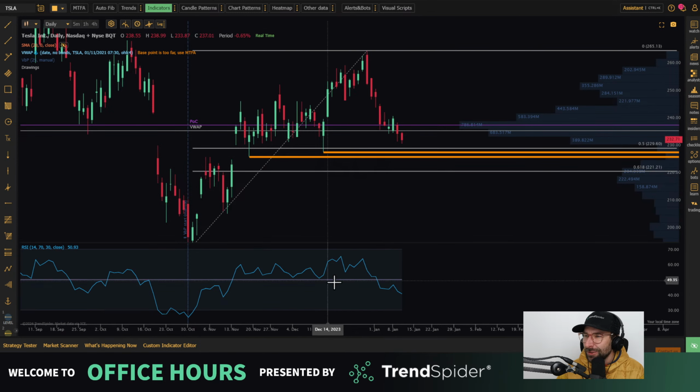This divergence is interesting. RSI decreasing while price is making a higher low, potentially. I'm not saying it is going to make a higher low. I'm saying it's currently divergence here.